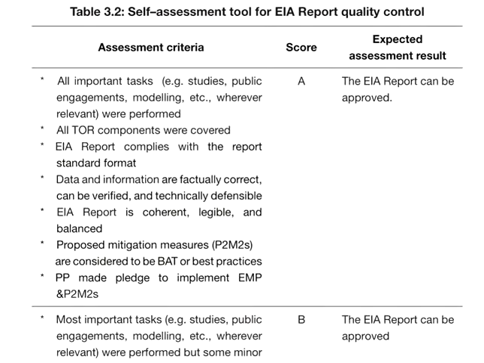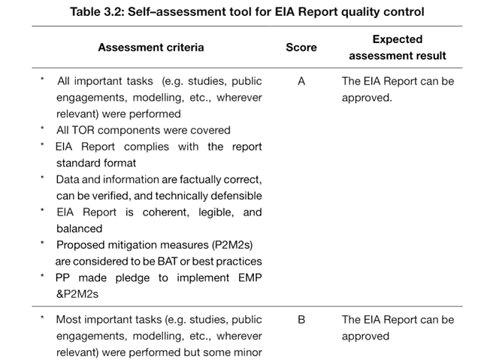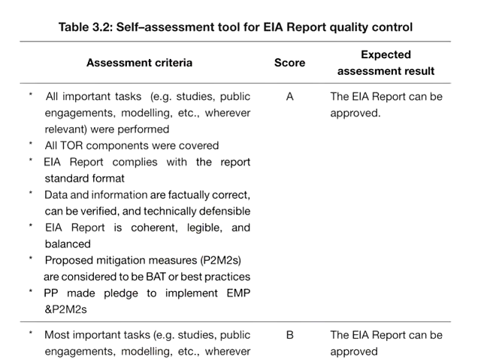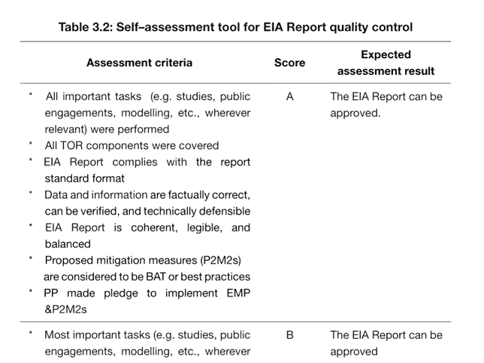Now coming back to the integrated design project, you will need to produce an EIA report. The principle of the integrated design project is to simulate the practices in the industry. Therefore, after you have completed your EIA report, you are recommended to do a self-assessment based on the self-assessment tool for EIA report quality control as given by the Environmental Impact Assessment Guideline in Malaysia. You will check the quality of your EIA report against the assessment criteria to score A as your ultimate goal.